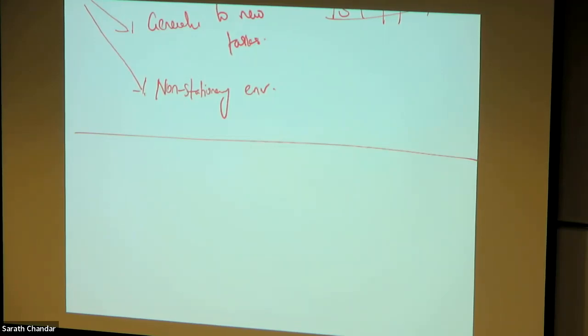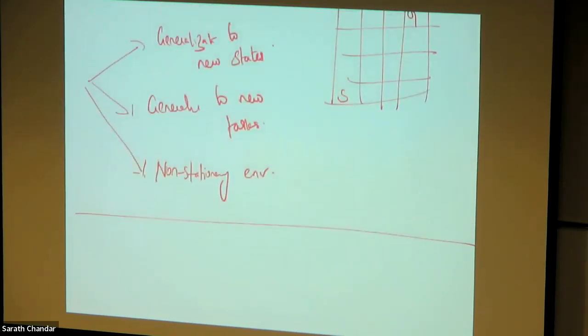Okay, so probably you can handle non-stationary environments with tabular methods, like say if you have a constant learning rate, but you cannot do generalization to new states or generalization to new tasks with tabular methods. So you have to resort to function approximation to do either of these generalizations.